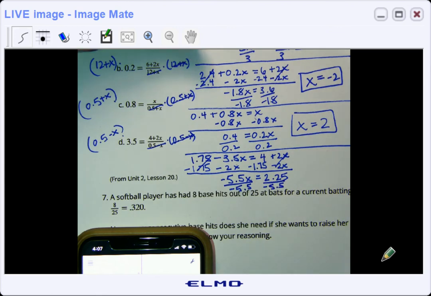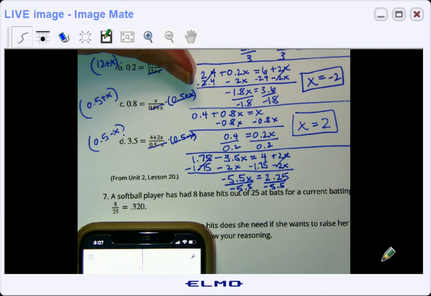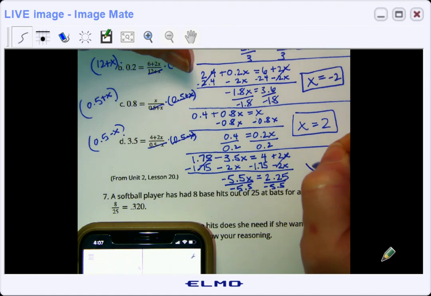So 2.25 divided by negative 5.5 is negative 0.41. Negative 0.41.